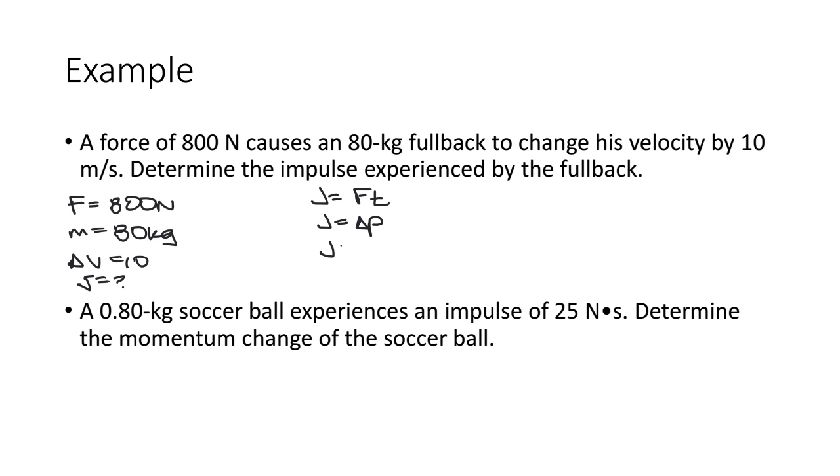So you have to go the next step and say, all right, delta P has to equal mass times change in velocity. So using this equation, you can say that the impulse would be the mass, 80, multiplied by the change in velocity, 10, to give you an impulse of 800 newton seconds.